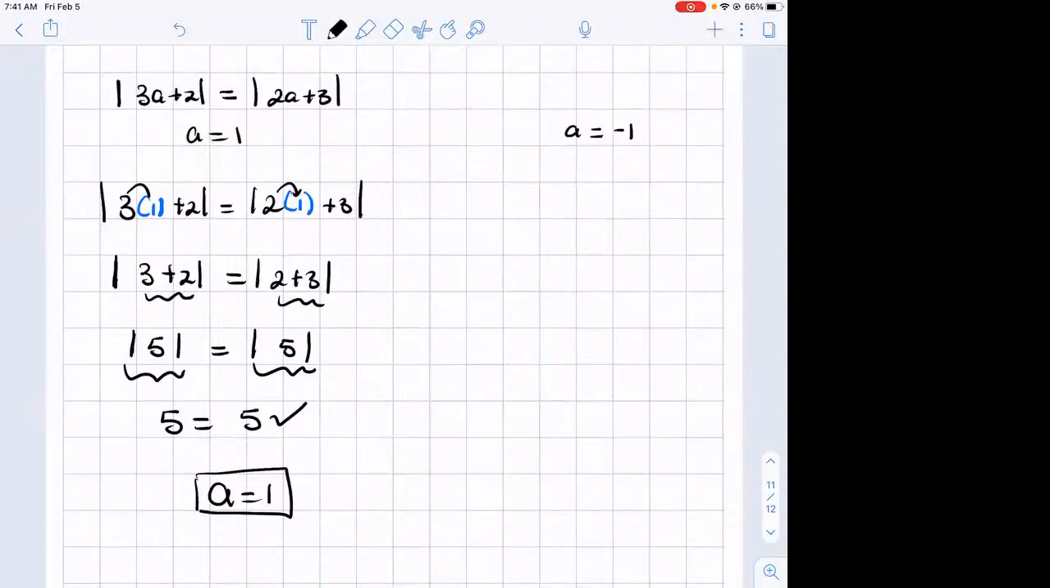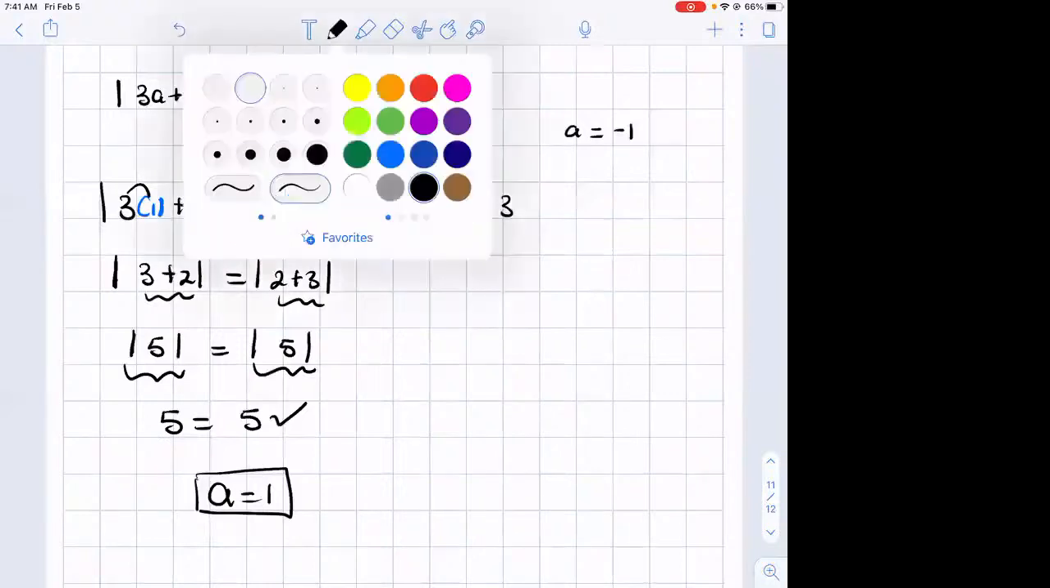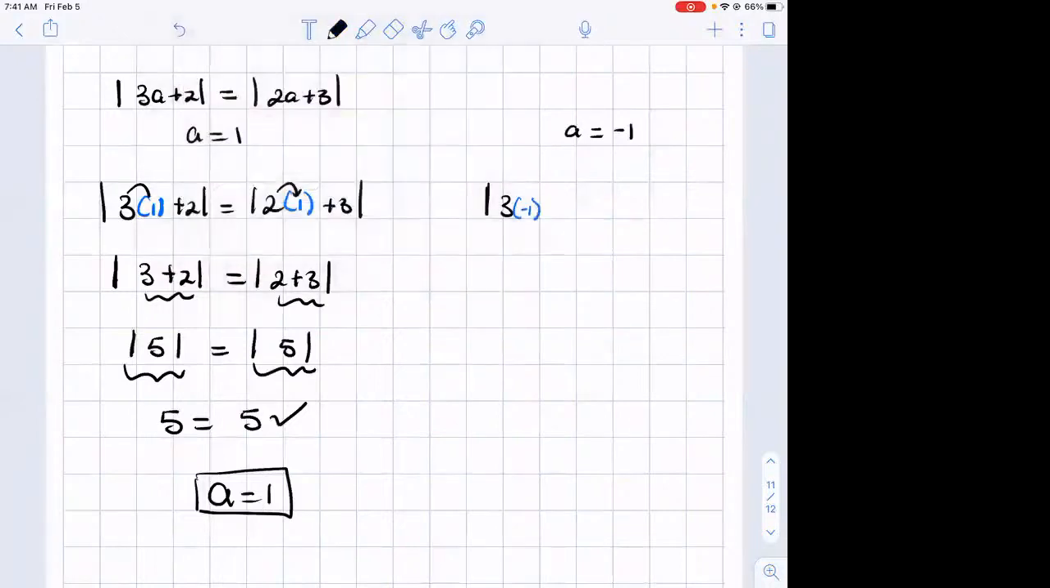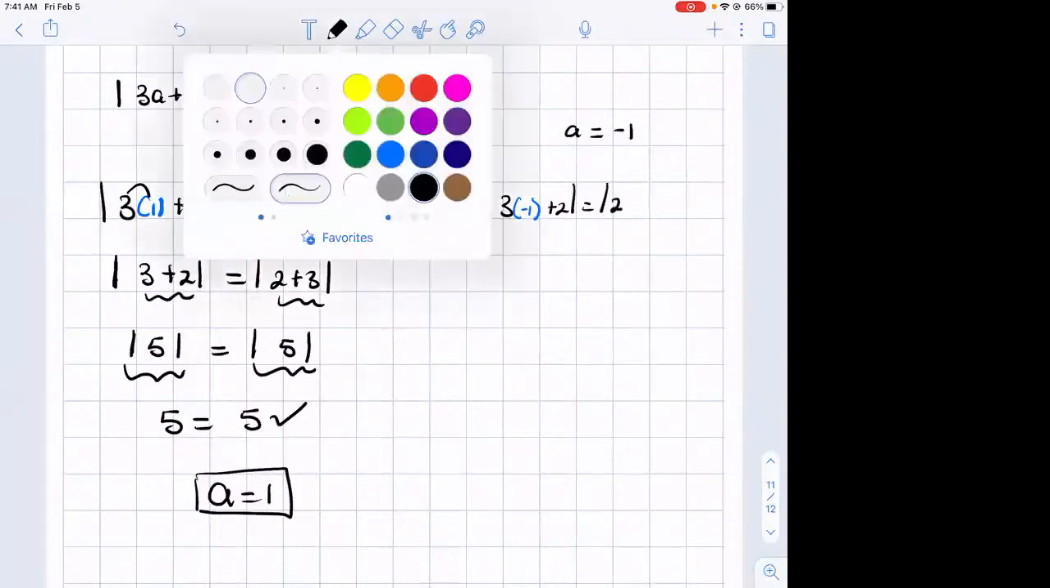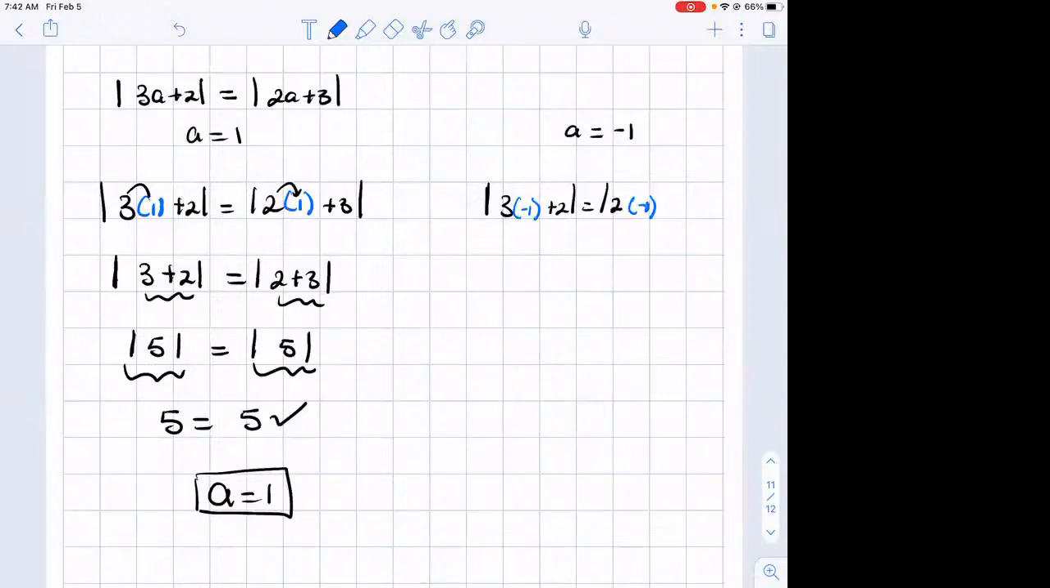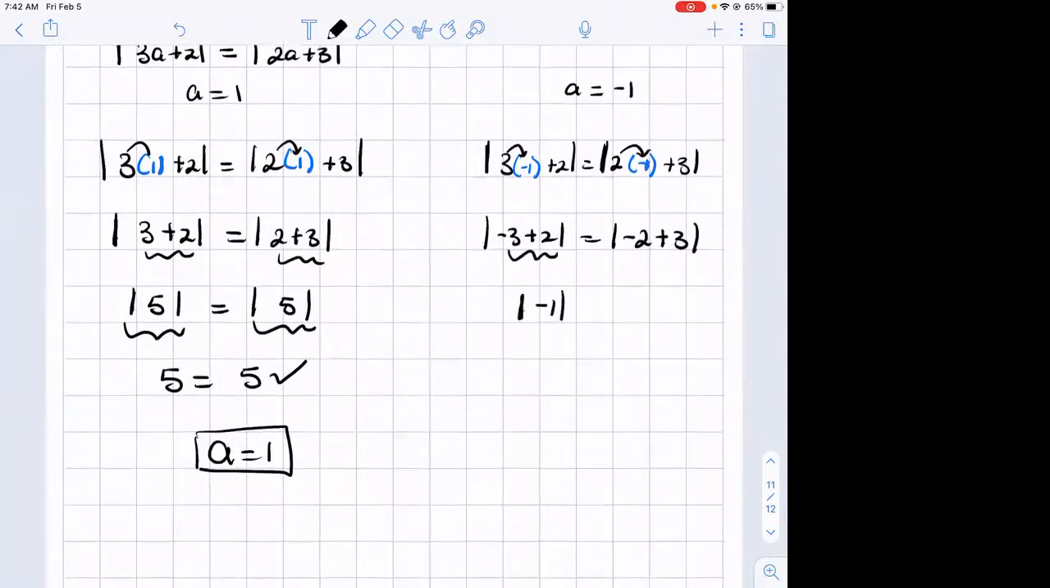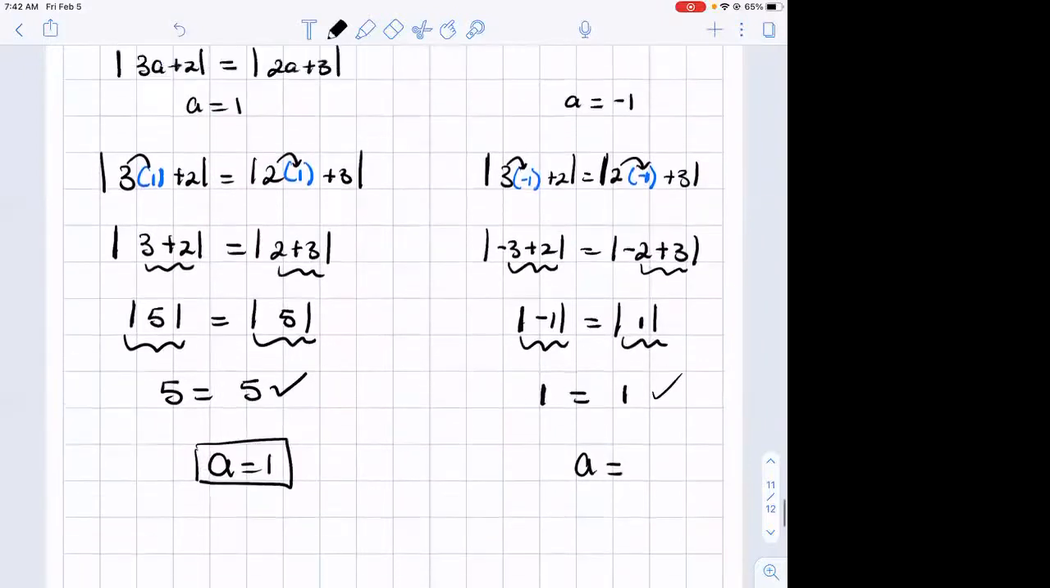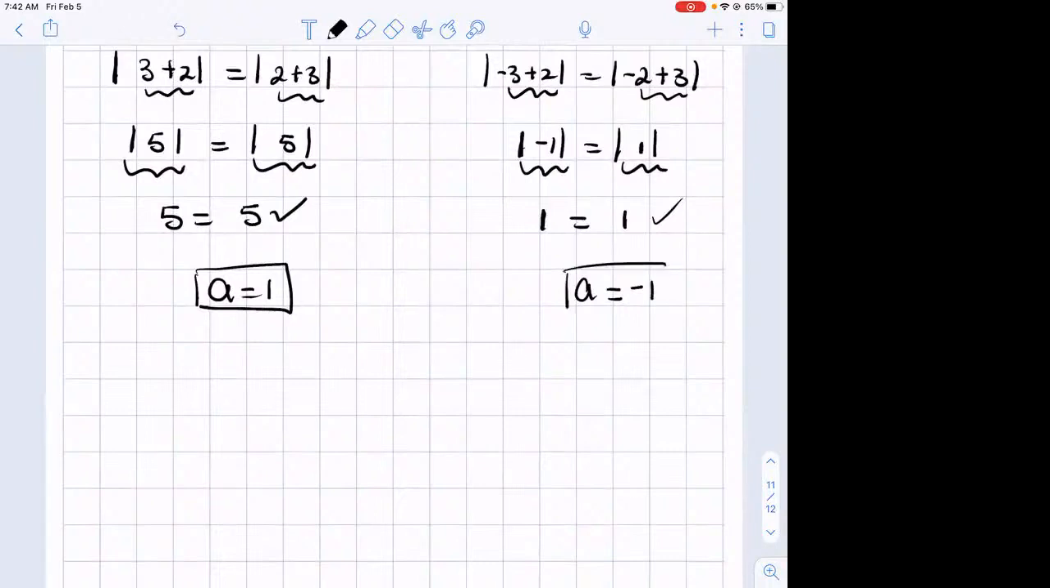We'll do the same thing and check when a is negative 1. So 3, now we're replacing our a with negative 1. 3 times negative 1 is negative 3. And we have 2 times negative 1 is negative 2. Simplifying the inside, this becomes the absolute value of negative 1. Negative 2 plus 3 is 1. The absolute value of negative 1 is 1. And the absolute value of 1 is 1. And 1 is equal to 1. So a equals negative 1 happens to be a solution also. So either one of these are solutions.